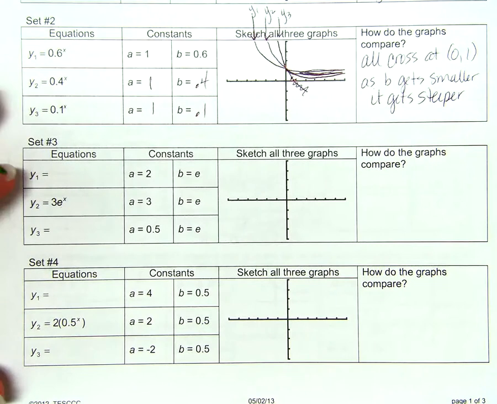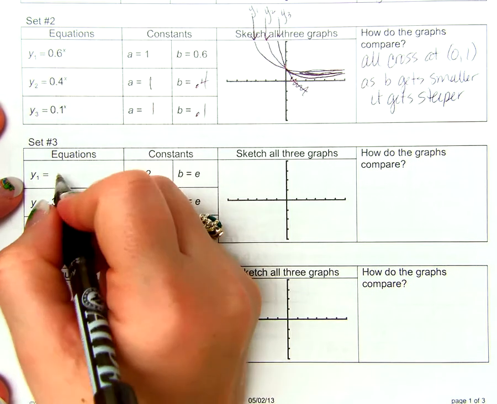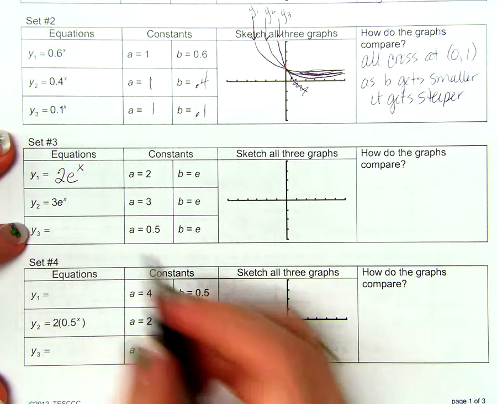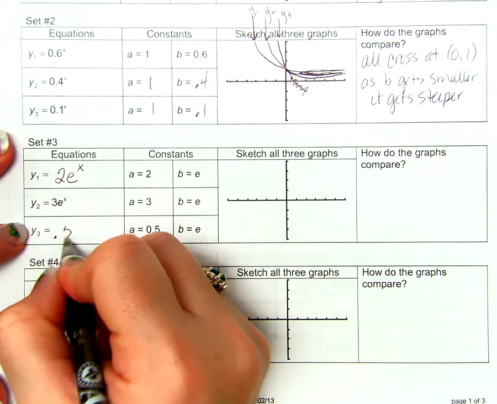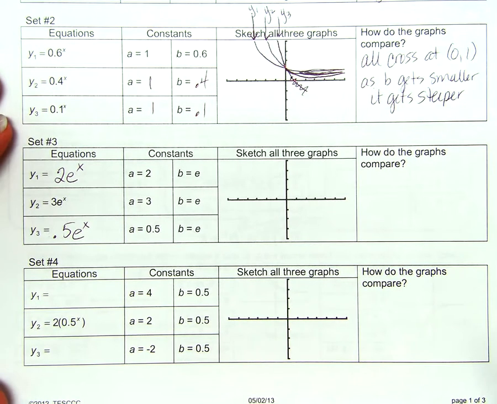And so, as mathematicians, they even have it stored in our calculators. Okay? So, what do you have here for y sub 1? 2e to the x. And what about this last one? 0.5 e raised to the x. Okay, so what do the graphs look like?